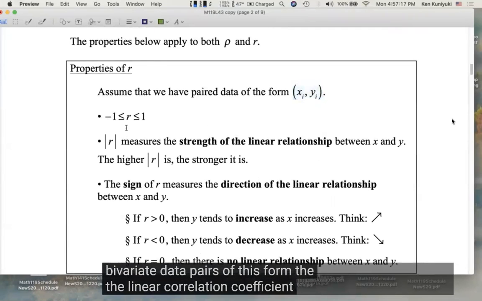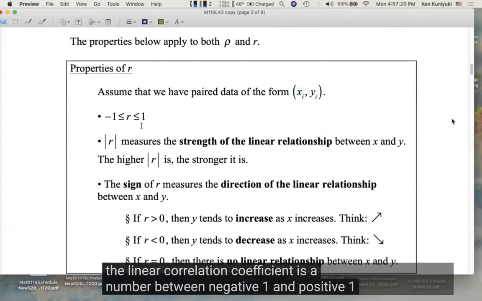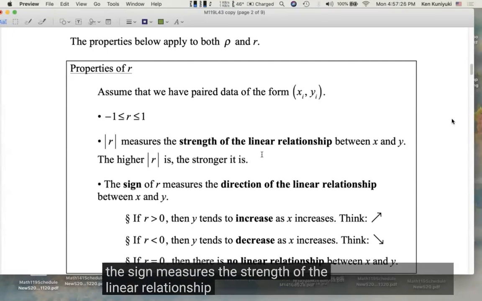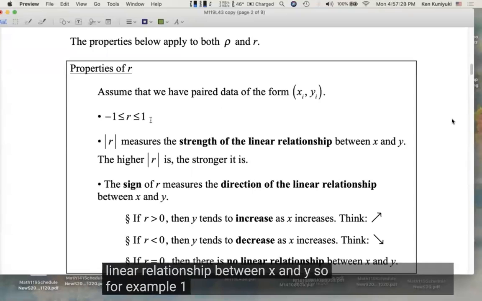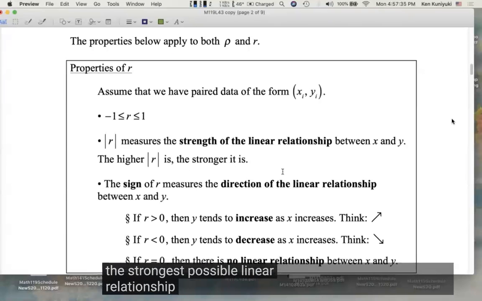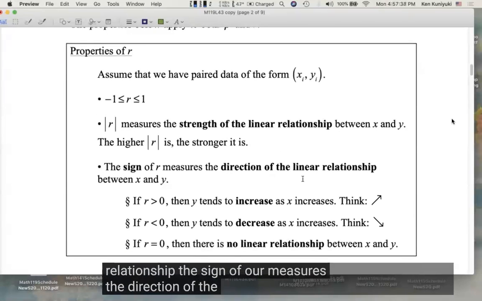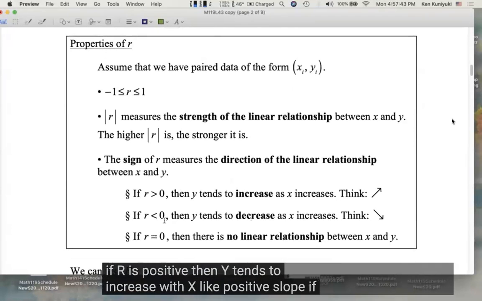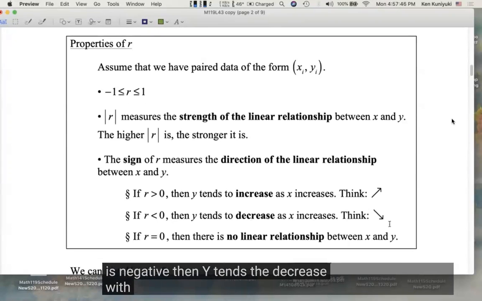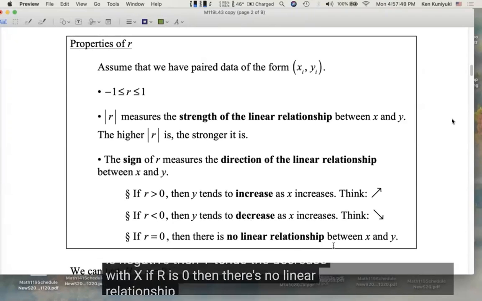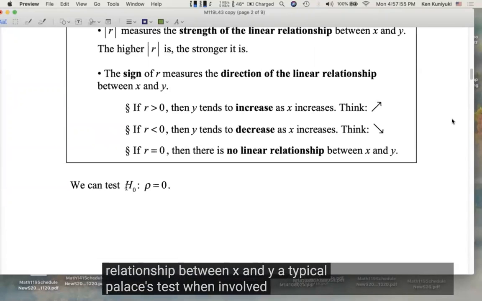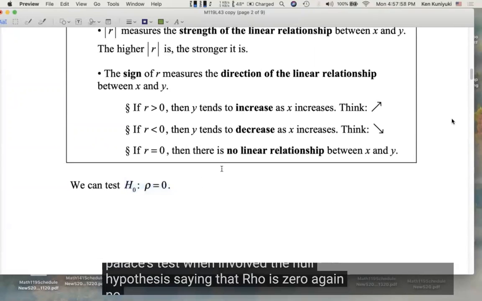Assume that we have bivariate data, pairs of this form. The linear correlation coefficient is a number between -1 and +1. The absolute value of R, meaning ignore the sign, measures the strength of the linear relationship between X and Y. So for example, 1 and -1 indicate the strongest possible linear relationship. The sign of R measures the direction of the linear relationship. If R is positive, then Y tends to increase with X, like positive slope. If R is negative, then Y tends to decrease with X. If R is 0, then there's no linear relationship between X and Y. A typical hypothesis test would involve the null hypothesis saying that Rho is 0. Again, no linear relationship.